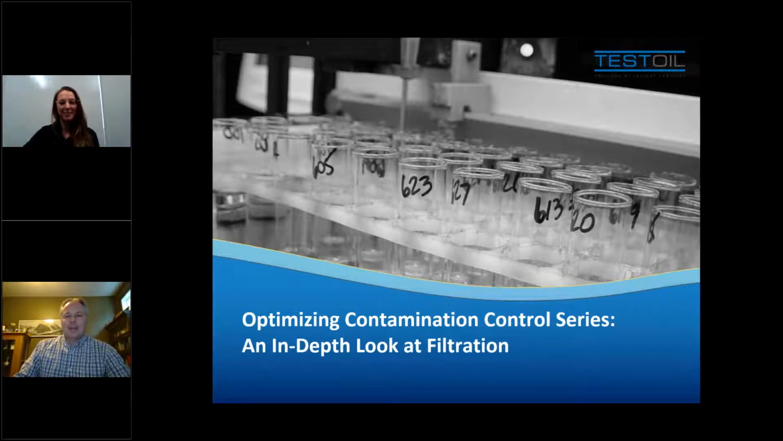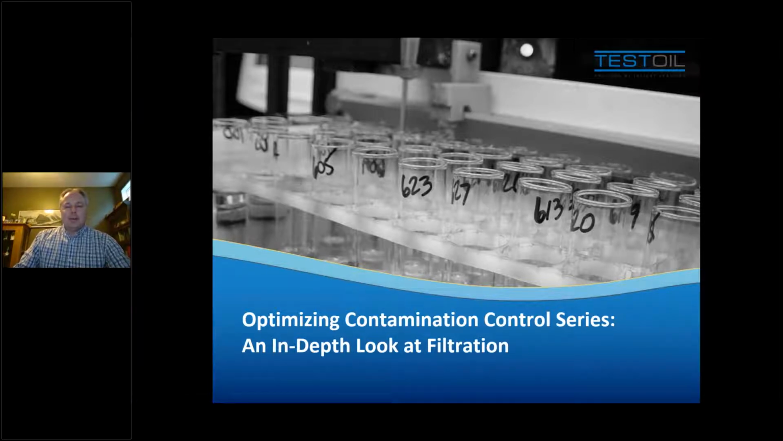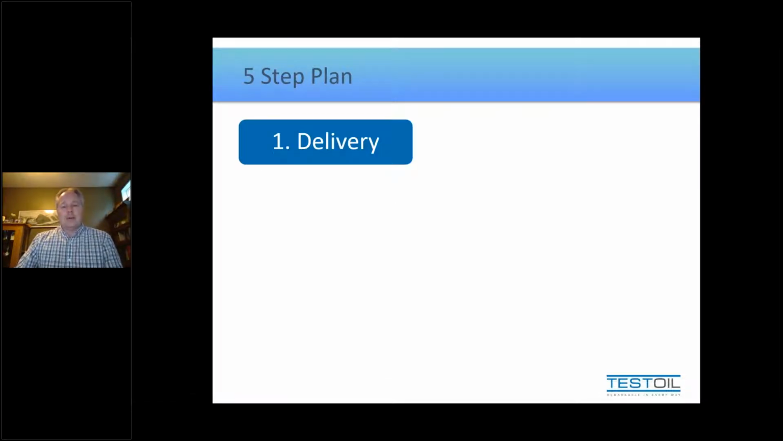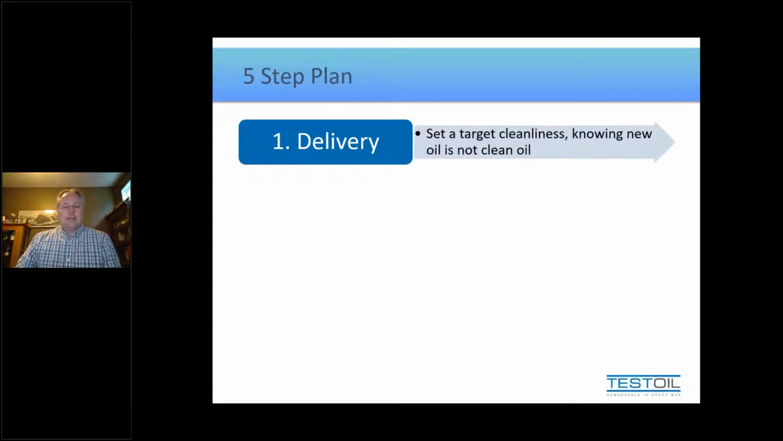Great, thanks, Heather. So yes, this is part of the Optimizing Contamination Control series. The series began by going through essentially 5 steps. And the first step was taking delivery of the oil. And with that step, our big goal was understanding why new oil was not necessarily clean oil and how to set a target cleanliness for how clean it should be. That covered the first webinar in the series here.